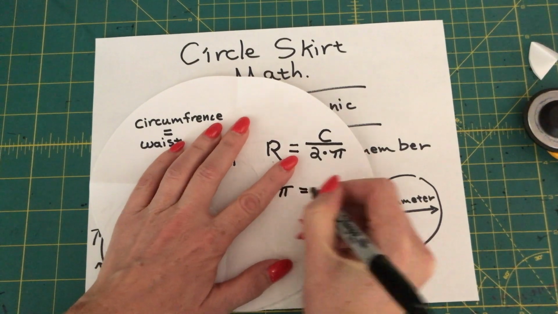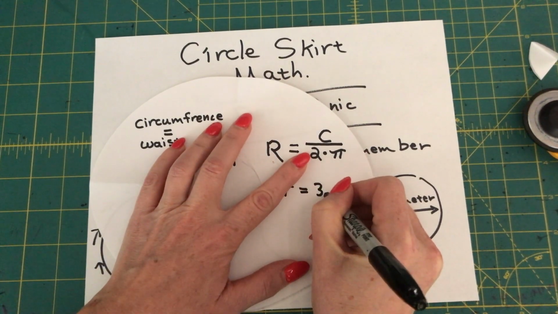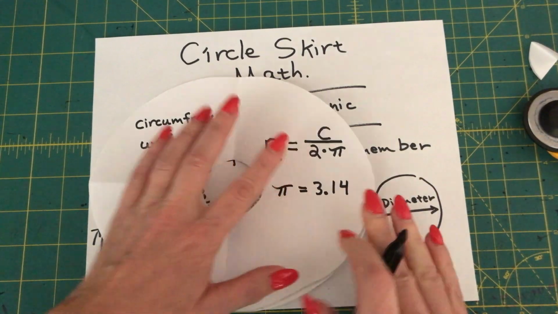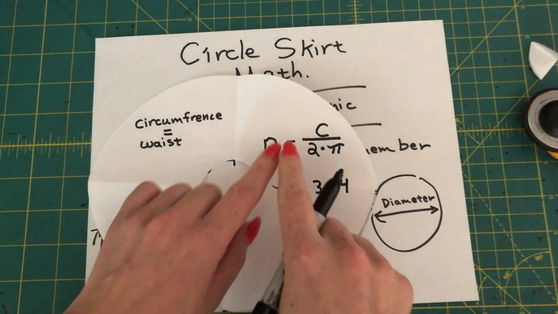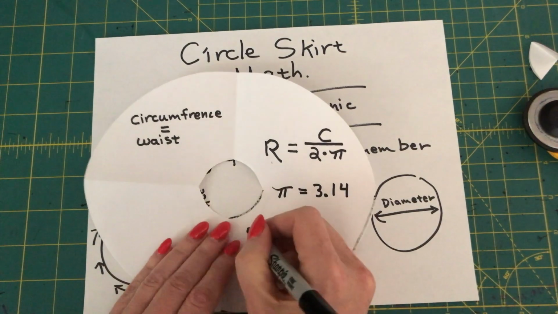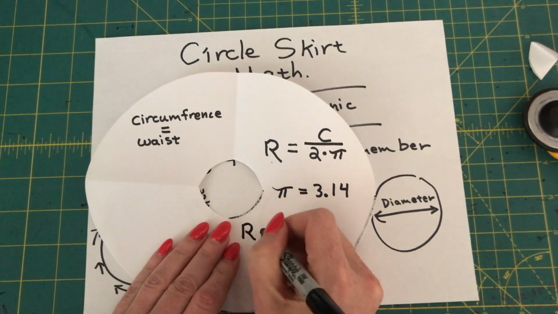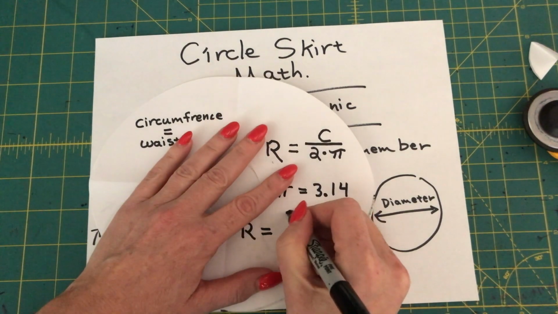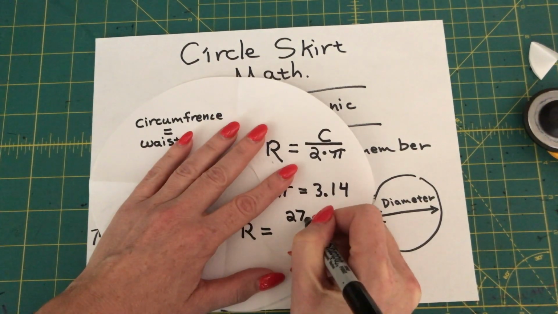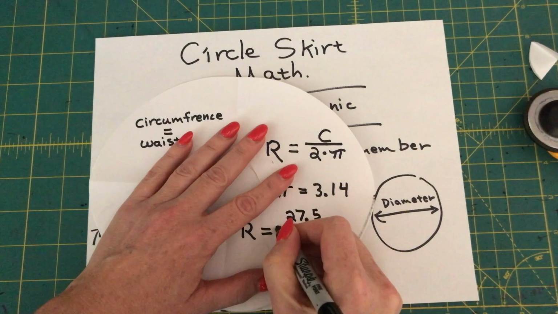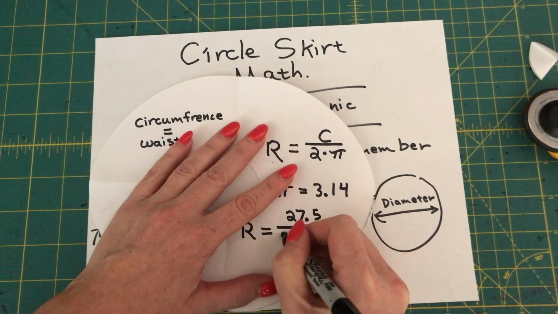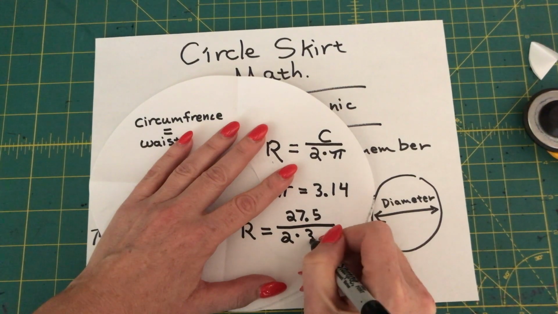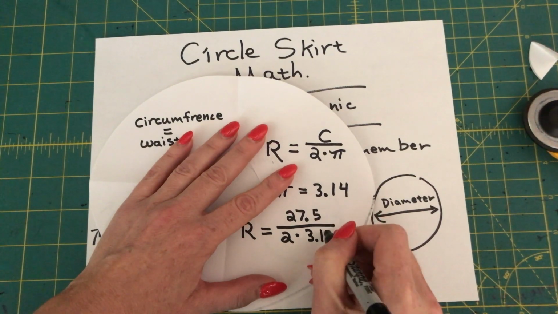Pi equals 3.14. Always, forevermore. So let's fill this in. R, we still don't know. R equals my waist, 27.5, divided by 2 times 3.14.